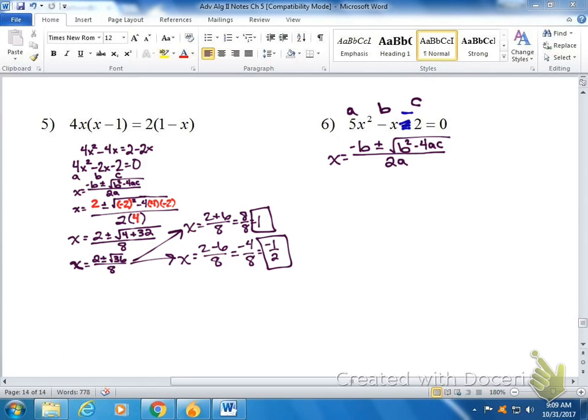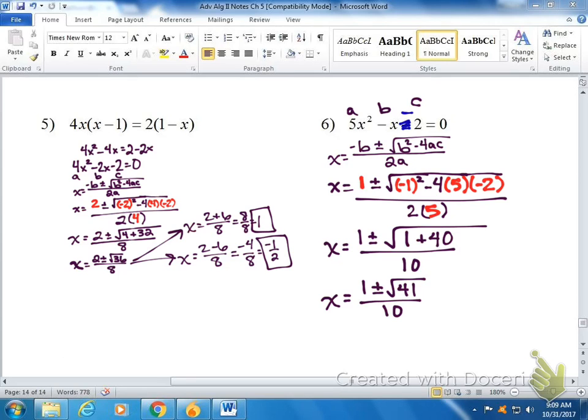We copy down the quadratic formula again to embed it in our brain. X equals the opposite of B. So B is negative 1. The opposite of B is going to be 1, plus or minus B squared minus 4AC all over 2 times A. And simplify from there. So our x-intercepts are irrational, and we're going to stop there.